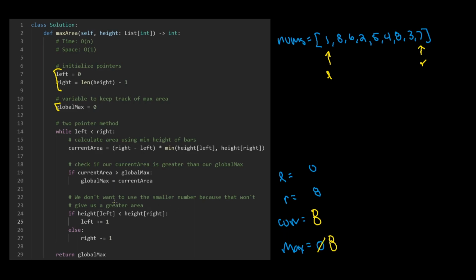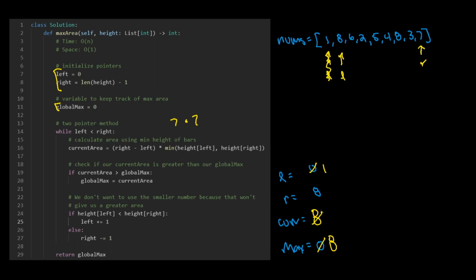Is the height at left less than the height at right? Yes, because 1 is less than 7. So now we just move our left pointer to the right one. And now we start over. Our current area is now going to be 8 minus 1 for right minus left, and the min height is going to be 7 because 8 is greater than 7. And so now our area is going to be 7 times 7, which is 49.